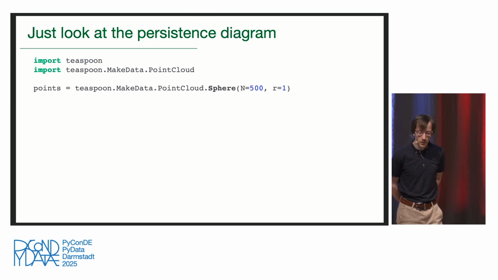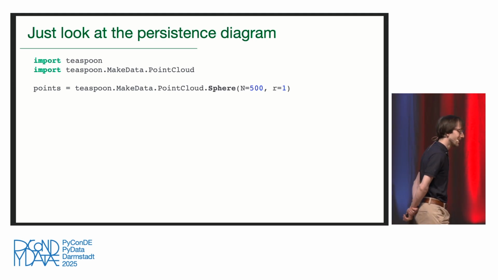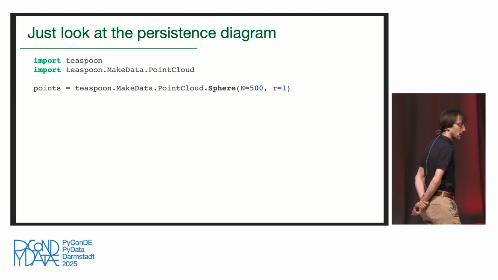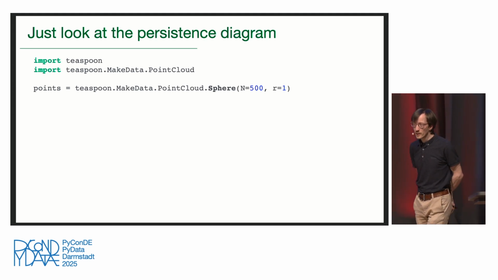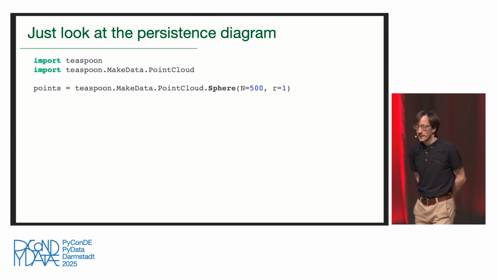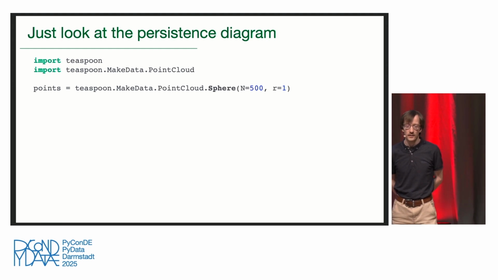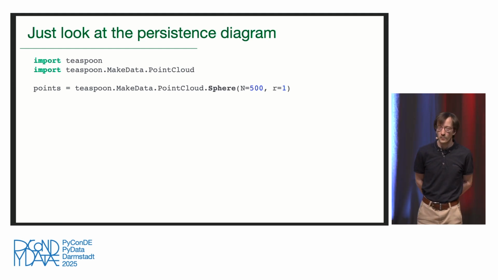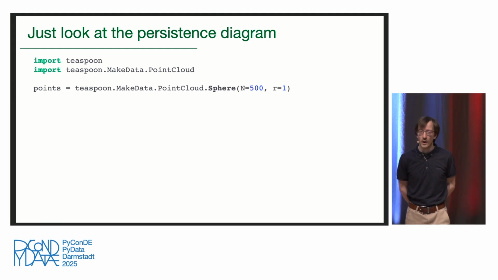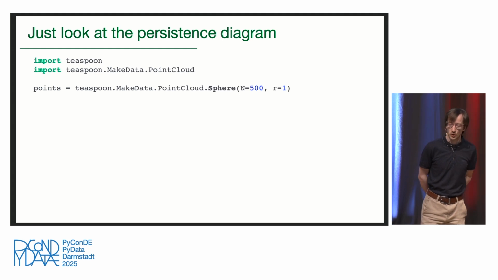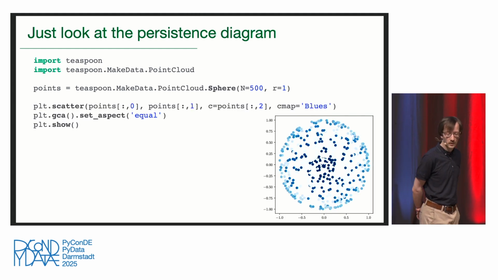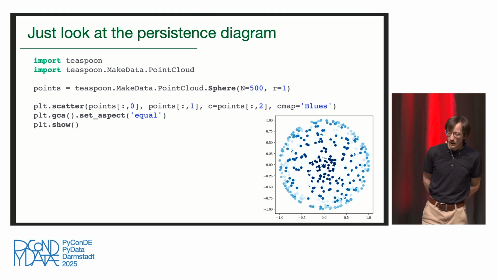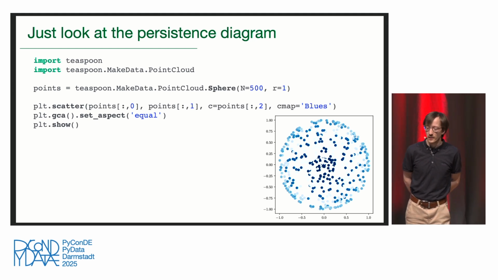So here I will show you several things at once. One is another library. This one is called Teaspoon. It's mainly for signal processing. But one nice thing it has is this make data module that is useful when you want to just play around and create some data and try out the methods. So I create a sphere with 500 points. Here you can see that it's a sphere.